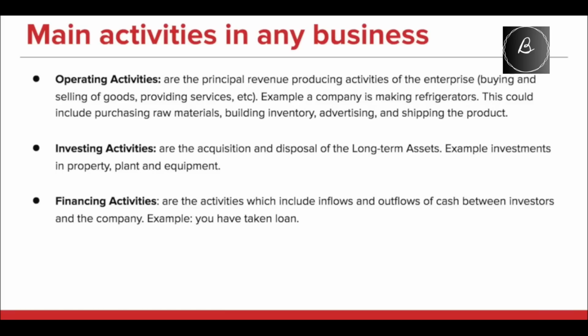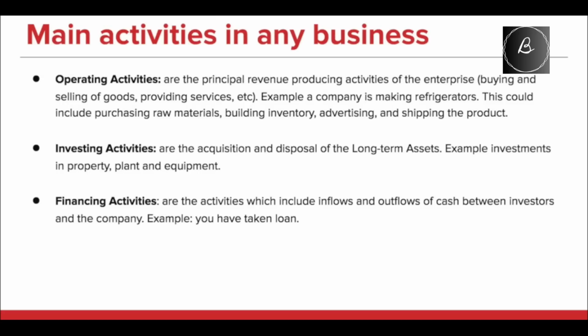Now, main activities of a business. There are three main activities in any business: operating, investing, and financing. Operating activities are the principal revenue producing activities from the core activities. Okay, so that is buying and selling of goods, providing services, etc.